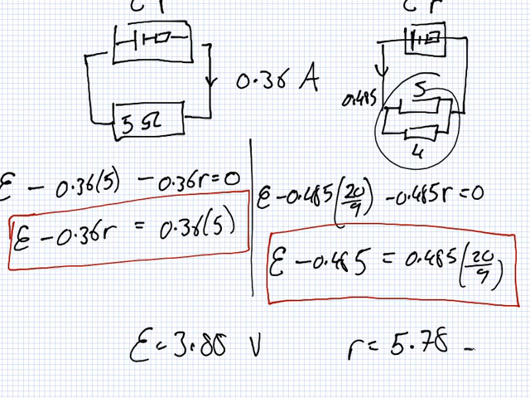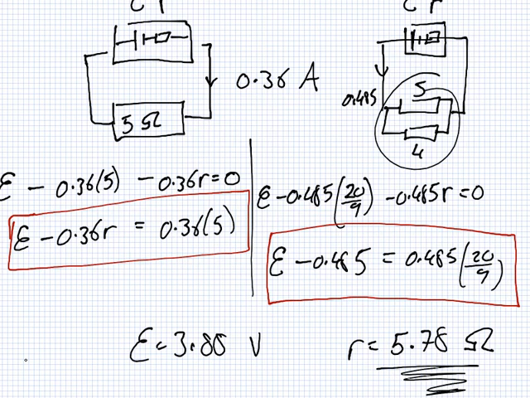5.78 ohms. That seems outrageous. I don't know what the answer is. The marking scheme is online too. That's surprisingly big. Usually the internal resistance is something quite small. Anyways, no matter. Does that answer your question?